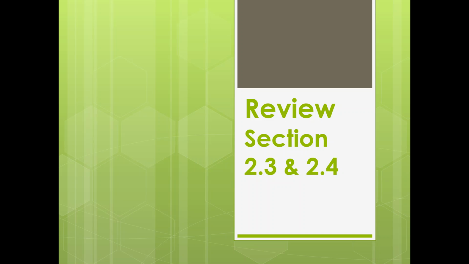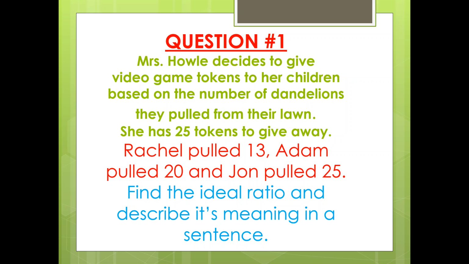Hello, ladies and gentlemen. We are reviewing one more time section 4.2.3 and 2.4, the apportionment method. Mrs. Howell decides to give video game tokens to her children based on the number of dandelions that they pulled from their lawn. She has 25 tokens to give away, Dave and Buster's. Rachel pulled 13 dandelions, Adam 20, and John 25. Find the ideal ratio and describe its meaning in a sentence.